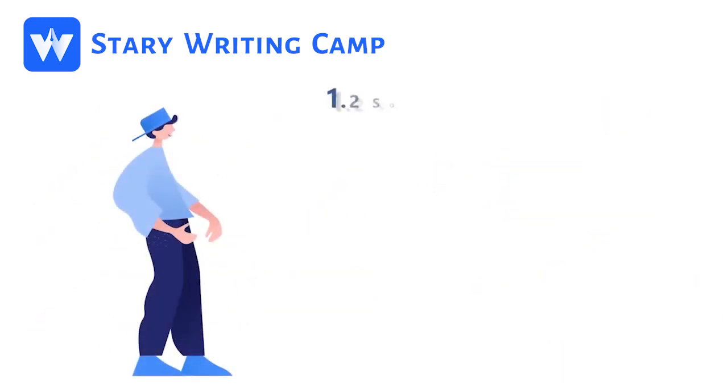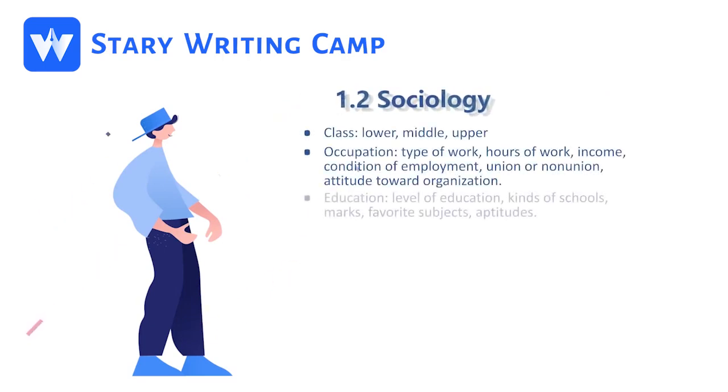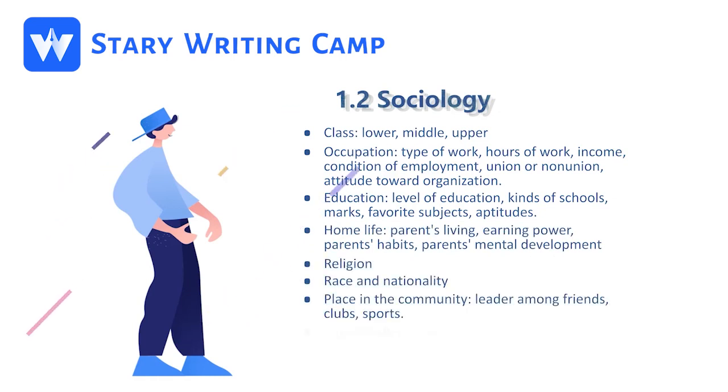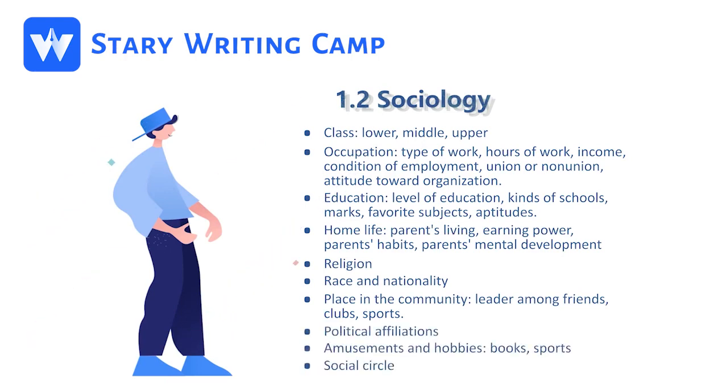1.2. Sociology. What should be considered about sociology is class, occupation, their education, home life, religion, race and nationality, their place in the community, political affiliations, amusements and hobbies, their social circle.